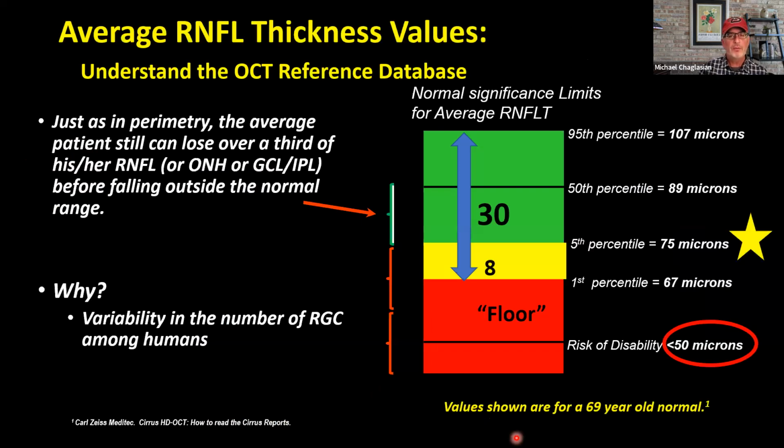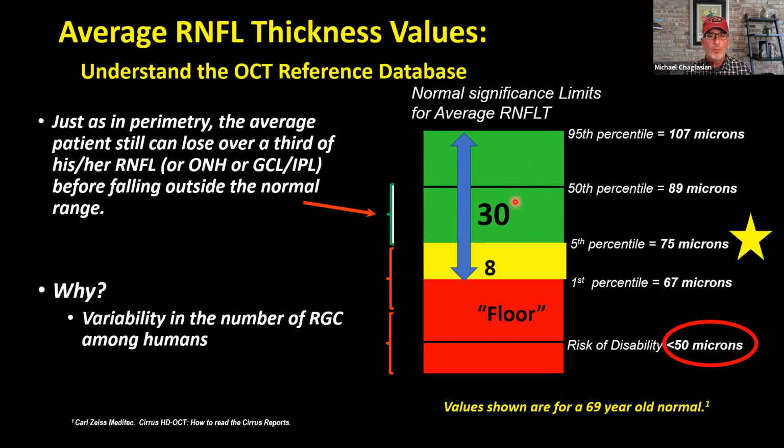So here we get into a slide that tells us a little bit about this reference database. Every device has submitted to the FDA several hundred patients, all normals, all without glaucoma disease, and have quantified the range of retinal nerve fiber layer thickness in a normal healthy population based on age, based on different decades. What I'm showing you here is that the 95th percentile down to the 5th percentile is a range of almost 32 microns of RNFL thickness.